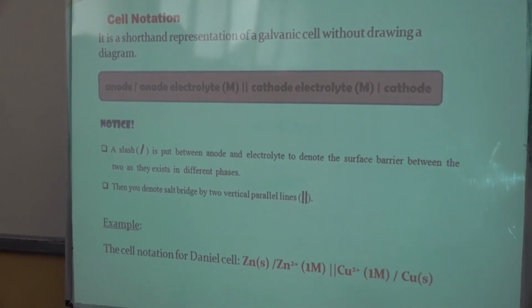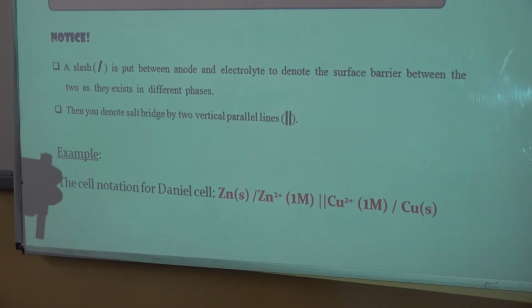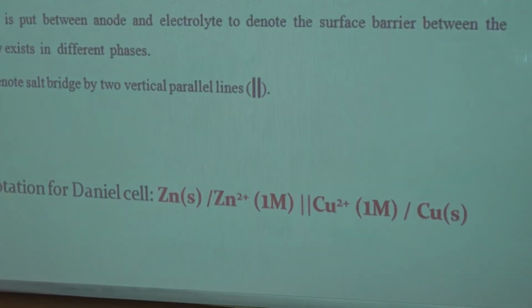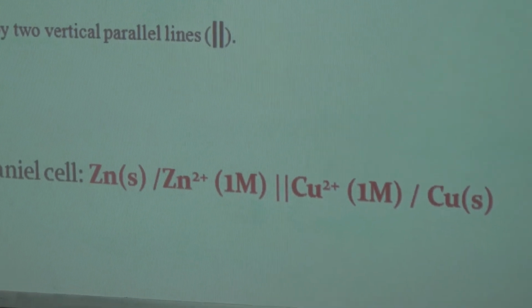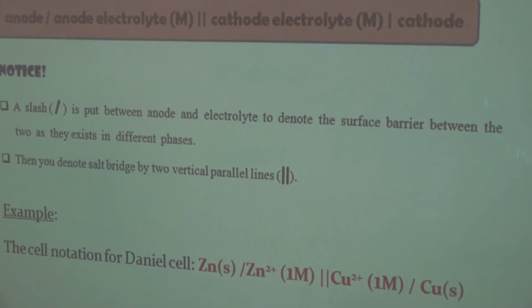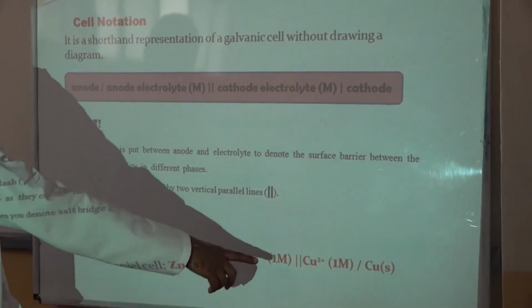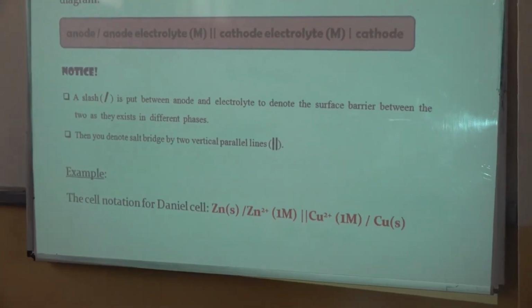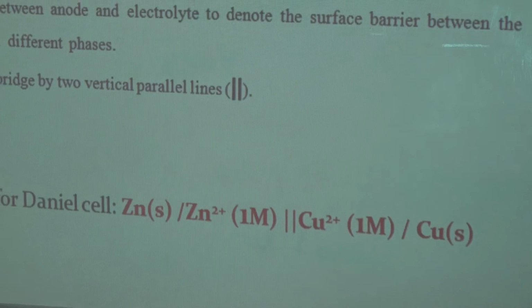For example, here the Daniell cell can be represented. You know that in the Daniell cell, zinc metal is immersed in zinc sulfate solution, whereas the copper metal as cathode is immersed in copper sulfate solution. Without using the diagram, the cell notation for the Daniell cell will be this. From this, what can we understand? Zinc acts as the anode, whereas copper acts as the cathode.